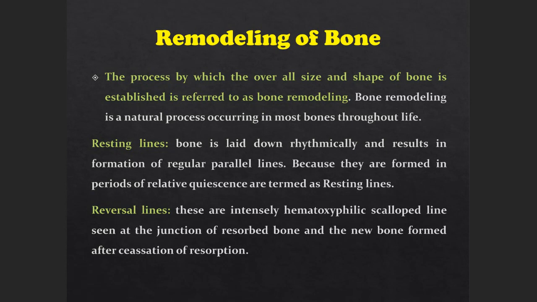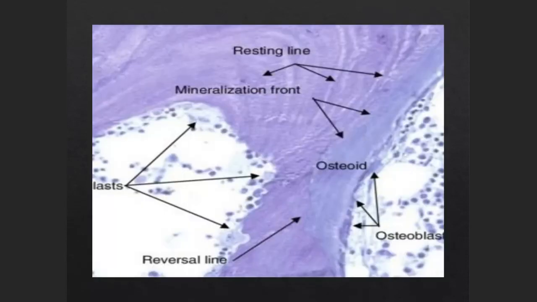Then there is something called reversal lines. Reversal lines are basically the lines which will demarcate between an area of new bone formation and an area of bone destruction. It will make sense when I show you the picture. Now, can you see these lines? If you see these lines, these are one line, two line, three line, four line, five line. So they are basically the lines. What they are representing is that there is bone remodeling going on. There is a rhythmic formation of bone going on.